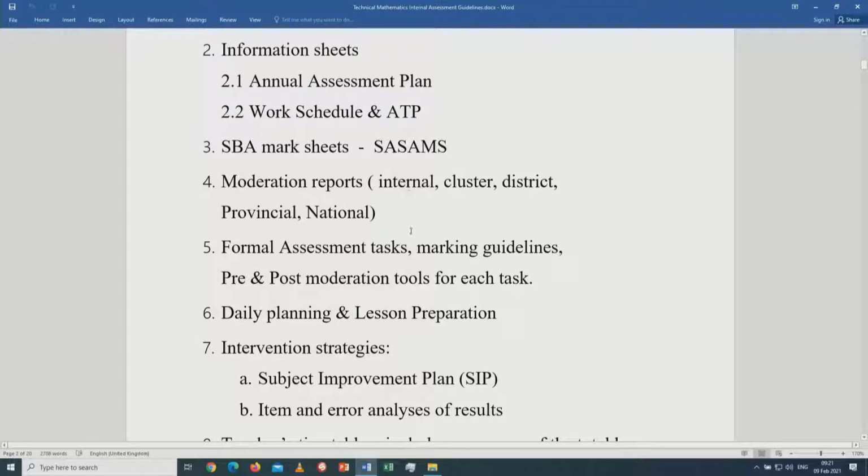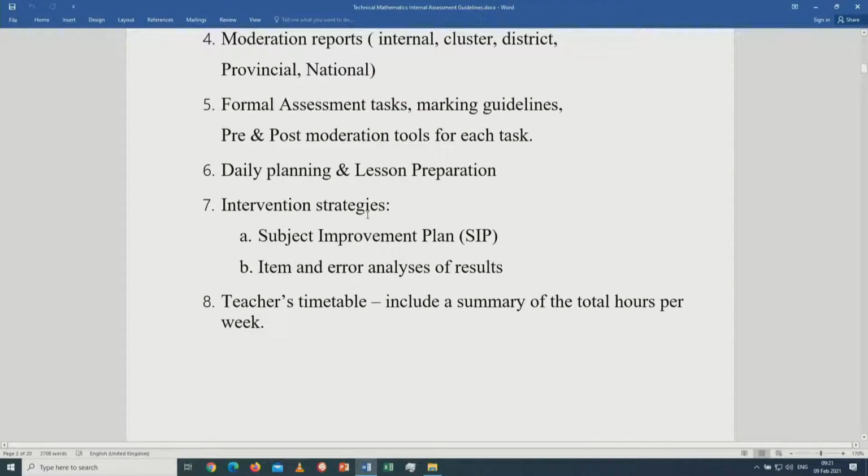You will see as we continue with the internal assessment guideline, you will get the template that indicates what is needed when we are doing internal assessment at the cluster as well as the district, provincial and national. The template you'll see as we continue. And then you have the formal assessment tasks, marking guidelines, pre and the post moderation tools for each task, and then daily planning and lesson preparations, intervention strategies, subject improvement plans.